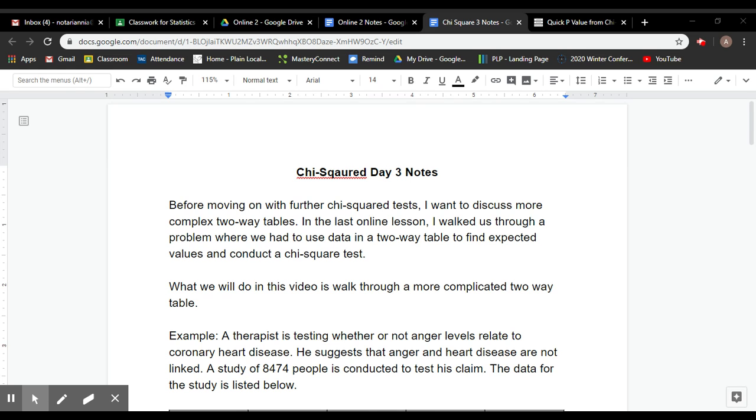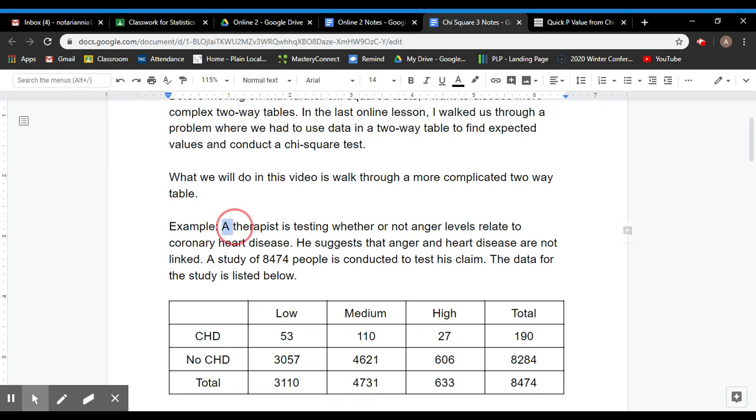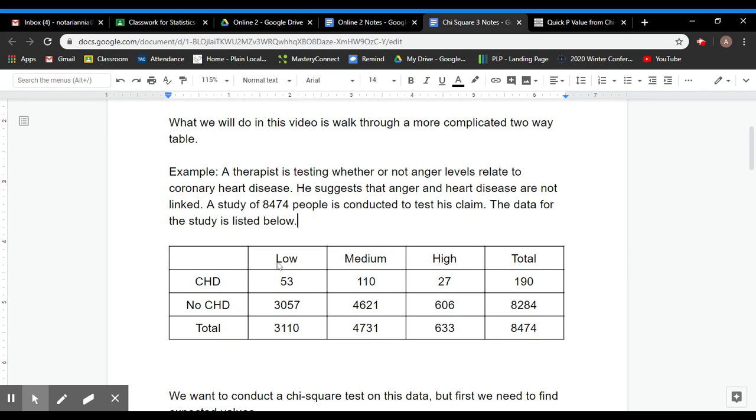Okay. So for our example here, let's just say there's a therapist who's testing whether or not anger levels relate to coronary heart disease. He thinks that anger and heart disease are not linked. So somebody takes a study of 8,474 people to test his claim. And here is the data from that study.